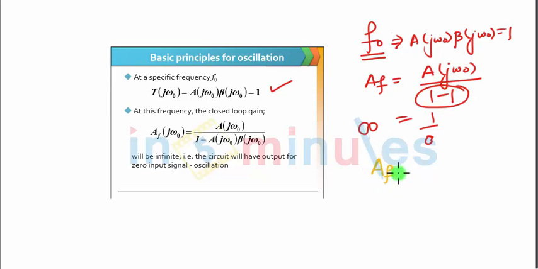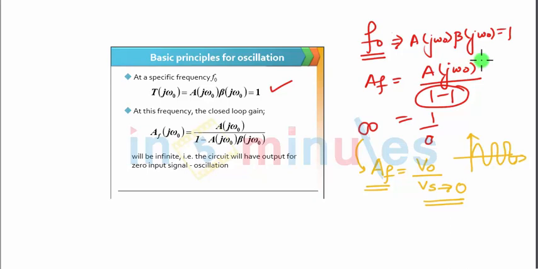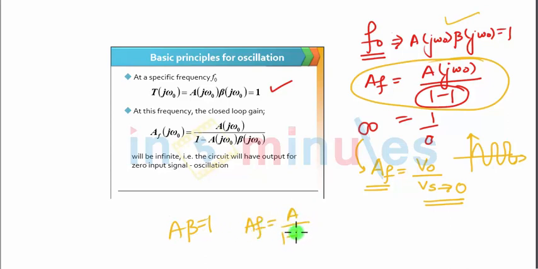Why? Your feedback gain is nothing but total output upon total input. When this value is infinite, we can say source voltage is 0, that is without any input the circuit is oscillating and we will get continuous time varying signals at the output of the oscillators, right? So from this what we can say, if this condition is satisfied, that is A beta equals 1, AF will be A upon 1 minus A beta. AF is again nothing but Vo by Vs. Now if A into beta is 1, I can say this term will be A upon 0, so gain will be infinite. When gain is infinite, I can say my source voltage is 0.